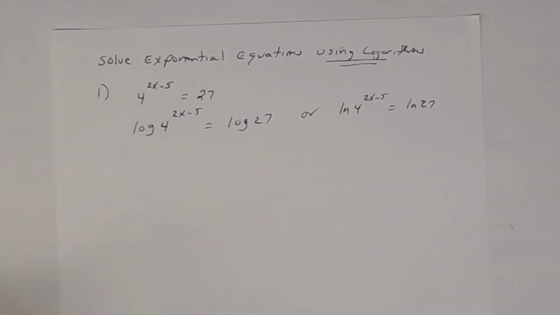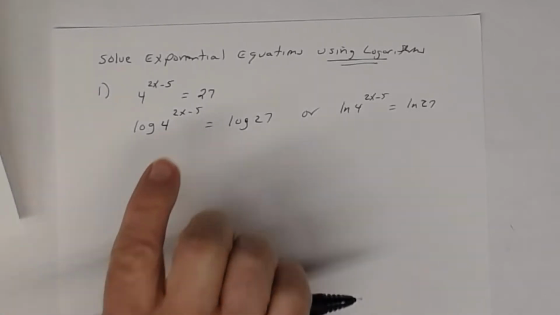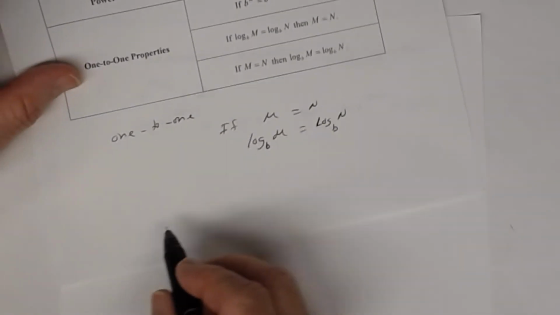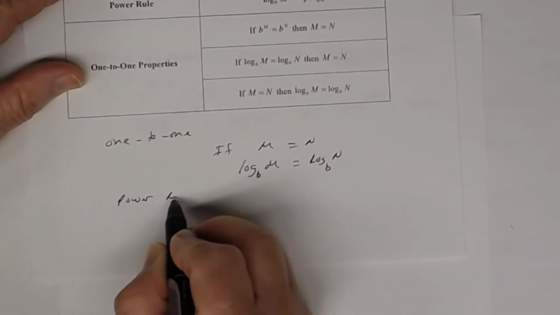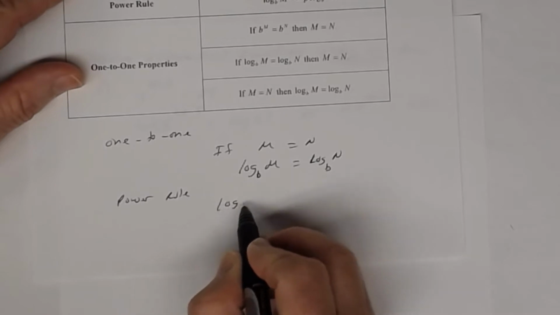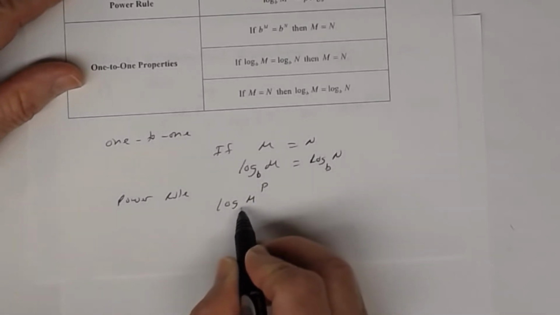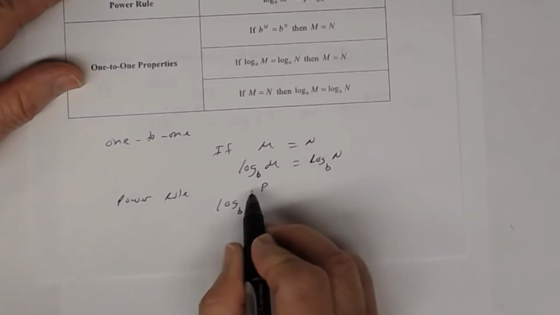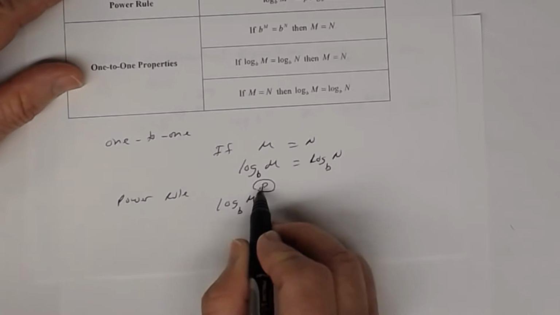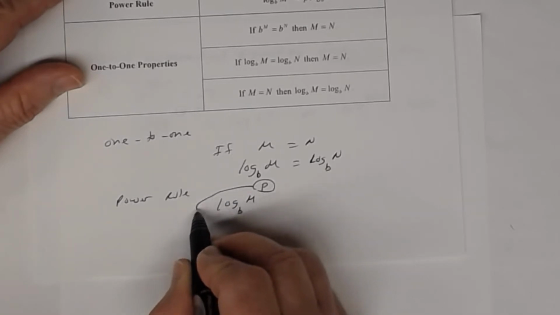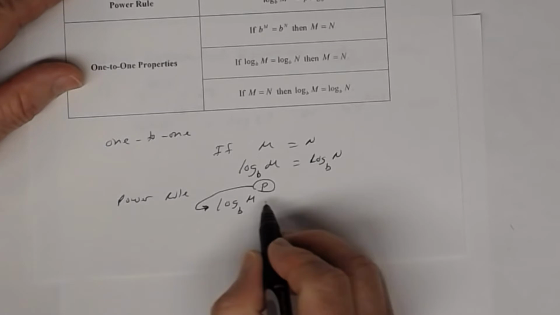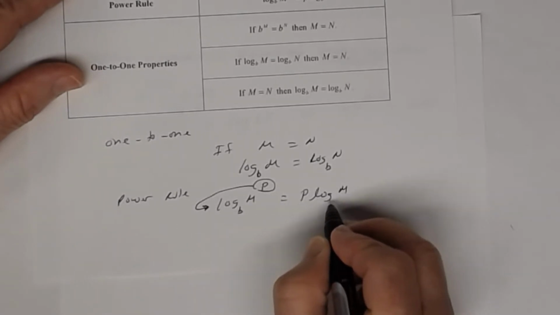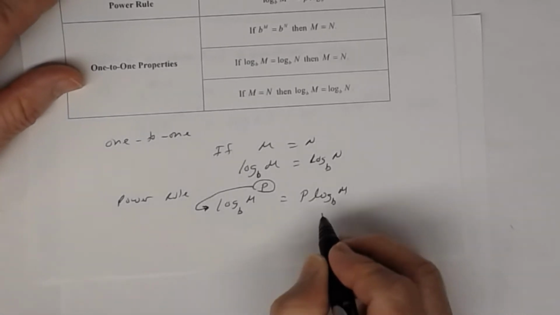Now, I can use the power rule. So remember the power rule. Let me write it so you can see it. The power rule says that if I have the log of m to some power p with base b, then I can rewrite this expression by taking that exponent, that power p, and writing it as a product. So this becomes p times the log of m base b. That's the power rule.